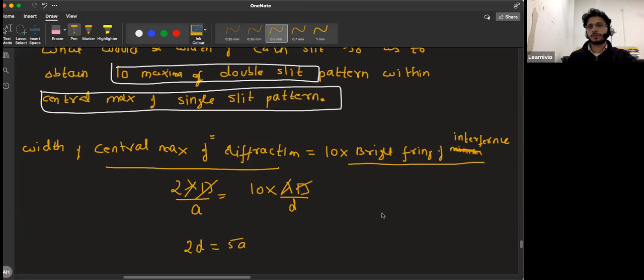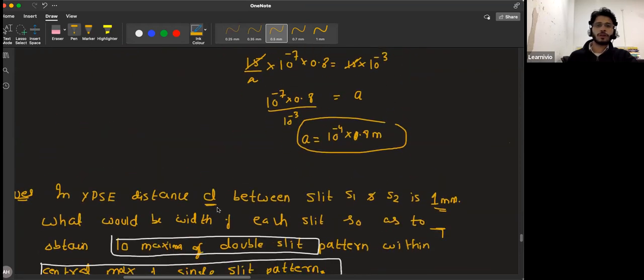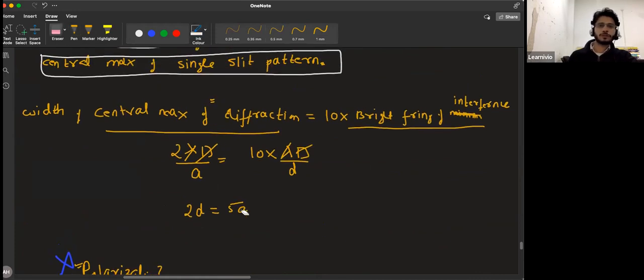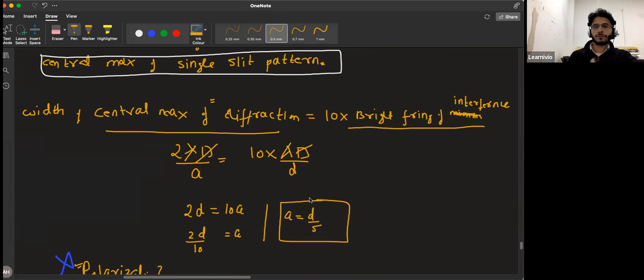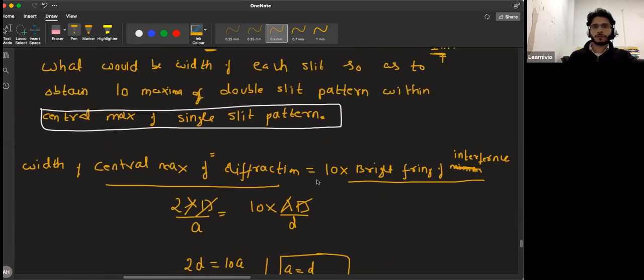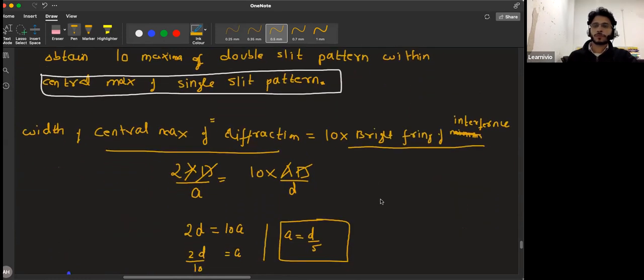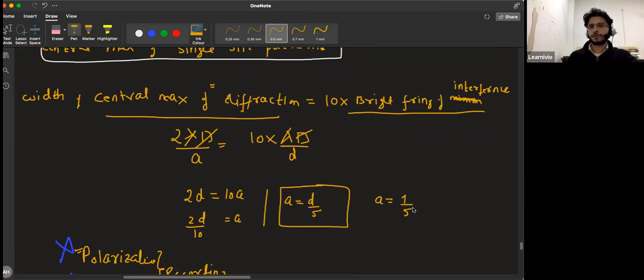So what is given? This D is given. So your a will be, not 5, sorry, 10. 2D is equal to 10a, so your a will be 2D by 10, so your a will be D by 5. So you can substitute the value of d. How much is d? D is 1 mm. So it's 1 mm by 5, so it's 1 by 5.